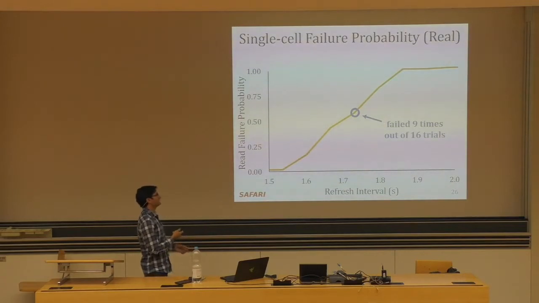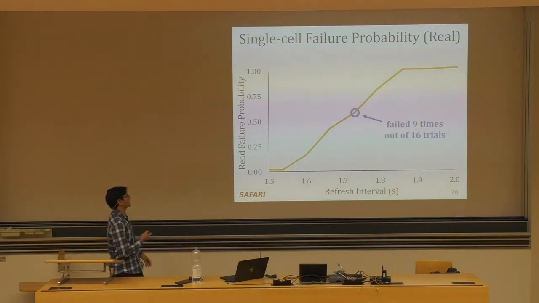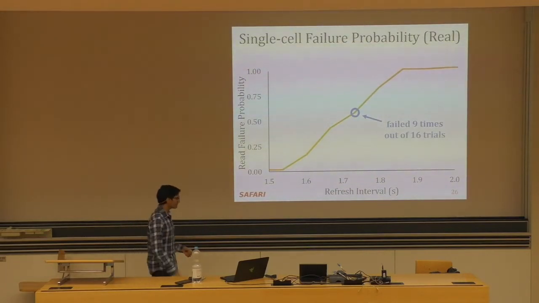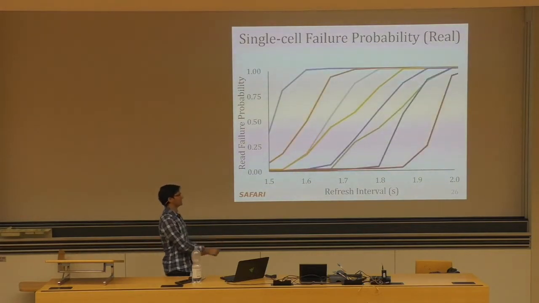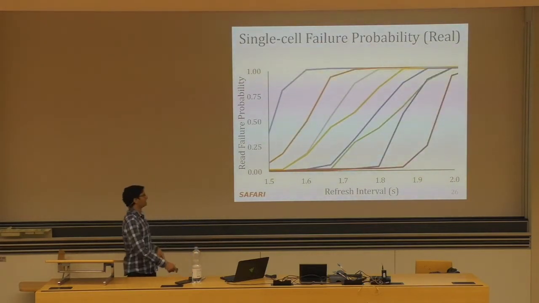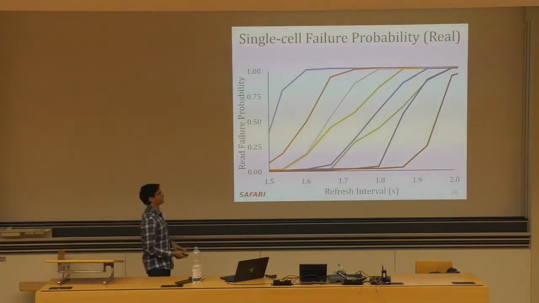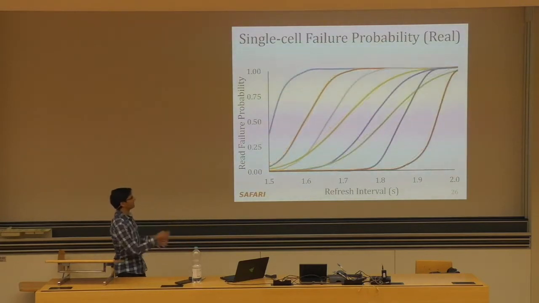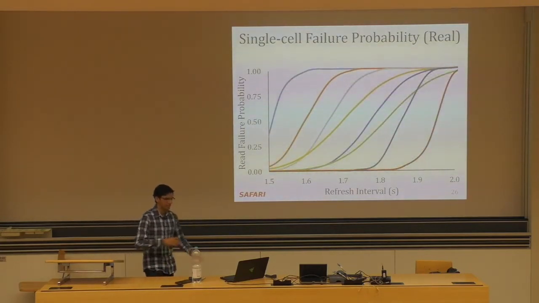So here it failed 9 times out of 16, and so the probability of failure is just slightly over 50%. And so here now I show 8 different cells from the same device. And it's a little easier to think about it if I apply their normal distribution fits, right? So I go ahead and do that. And so now we have these cells and their failure probabilities over different refresh intervals, right?